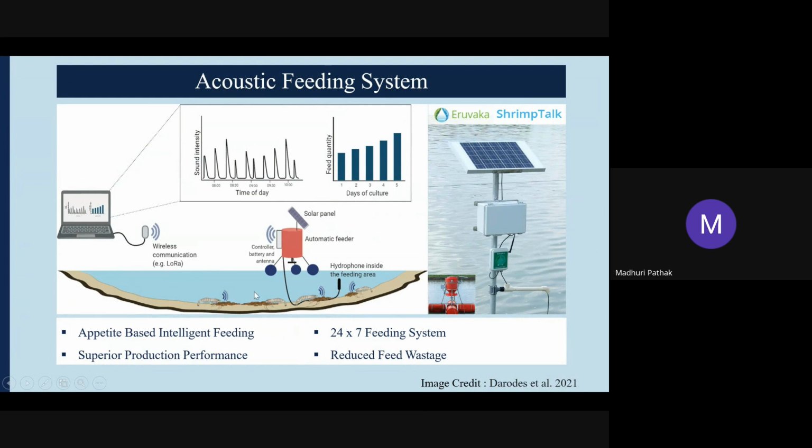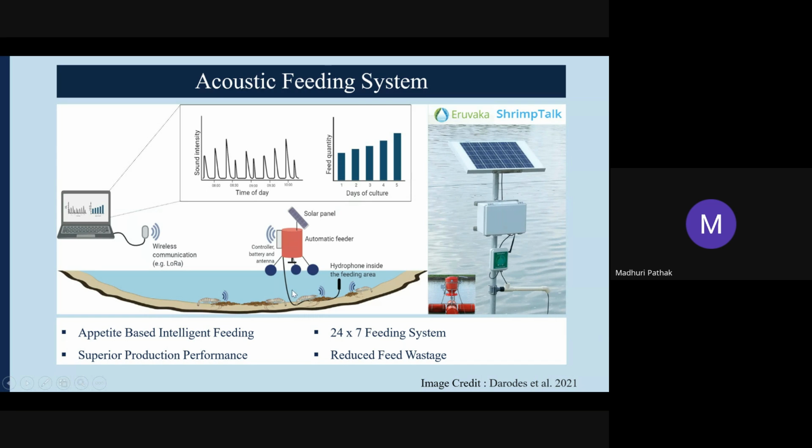Okay, so based on the sense whether shrimps are really eating it or not, the system will get. The hydrophone is inside the feeding area. You can see this, and this will give the alarm to the controller section. Then the controller section will alert the system, and then only feed will be dispersed inside the pond. So that way, this is appetite based intelligent feeding.